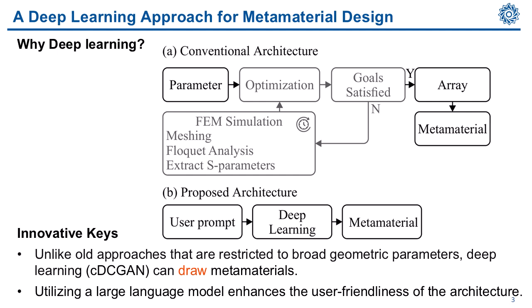Deep learning is a powerful tool for generating metamaterial structures instantly. With this approach, there is no need to run time-consuming simulators, and it isn't limited by geometrical parameters of the shape. Deep learning can directly create metamaterial structures like an artist. In our work, we also use a large language model to enhance user-friendliness.